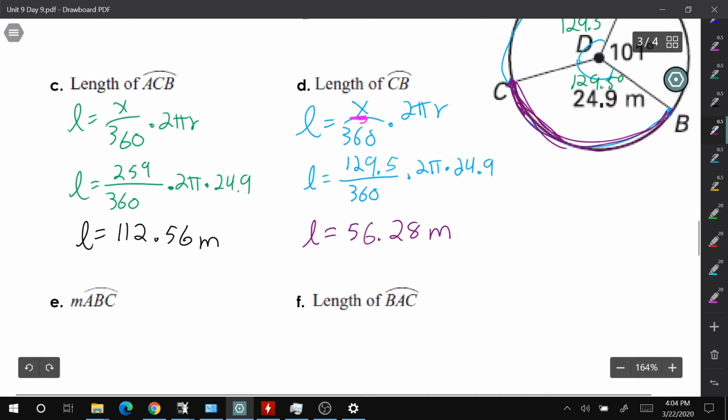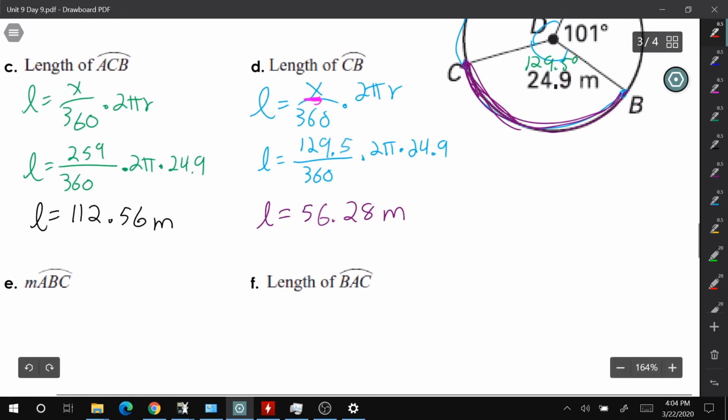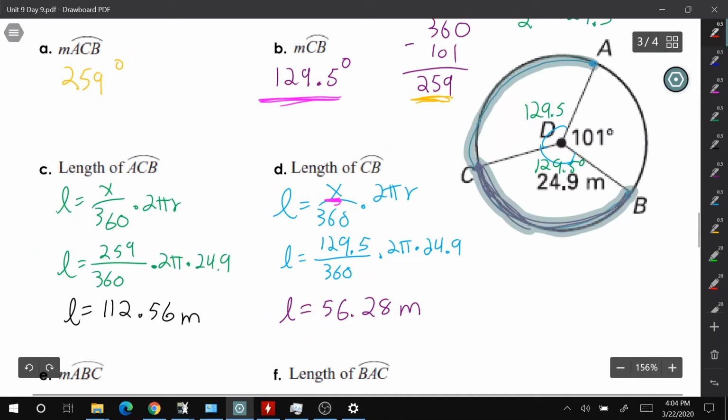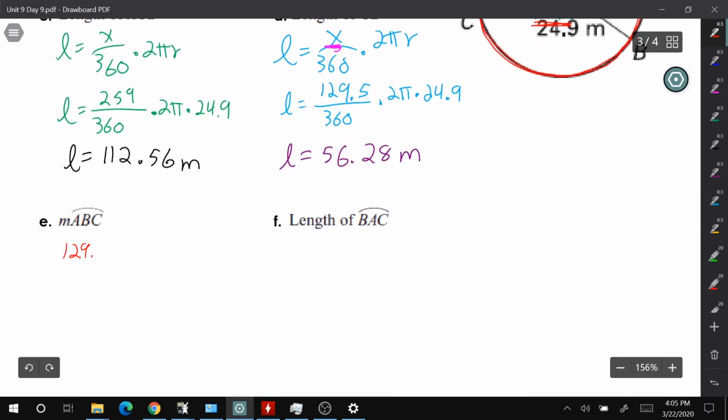All right, now the letters E and F. E's asking for the arc measure of ABC. So if we go back up to our picture, I'm going to erase these. ABC is this right here. So the arc measure is going to be 101 plus 129.5. So if we type that into the calculator, I get 230.5.